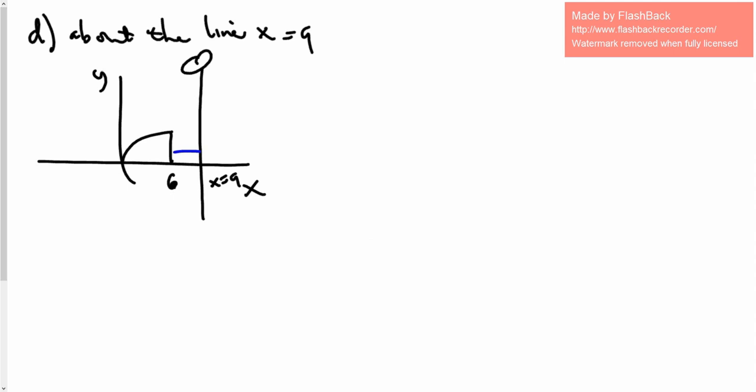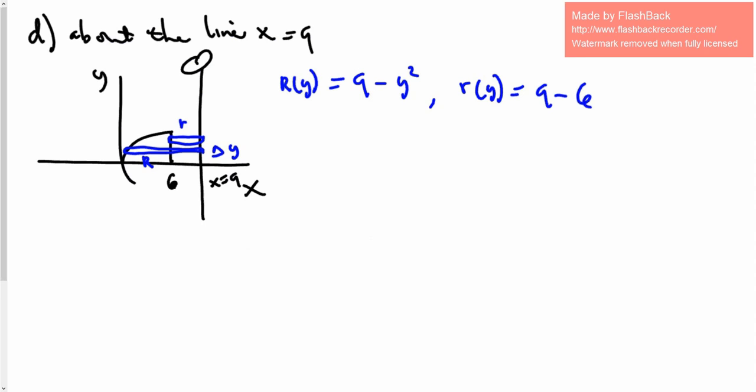So we have two radii. This guy here with that washer method, it's a dy, delta y. And then we have the small one. So this one is big R and this one is little r. So the big R of y is equal to this line 9 minus the curve, 9 minus y squared. And then the little r of y is equal to 9 minus the 6. You get 3. Again, that's still going from 0 to the square root of 6.